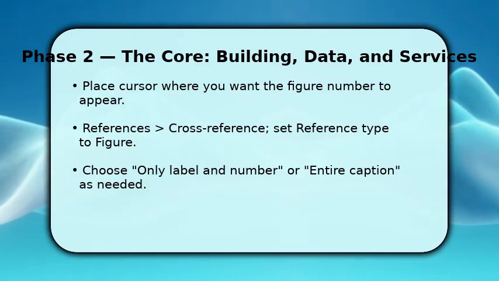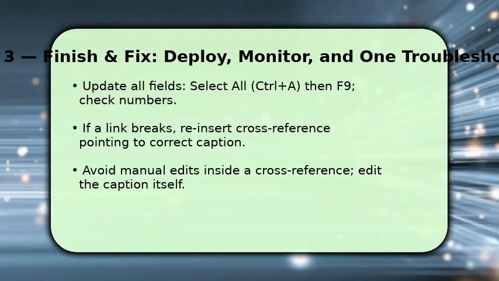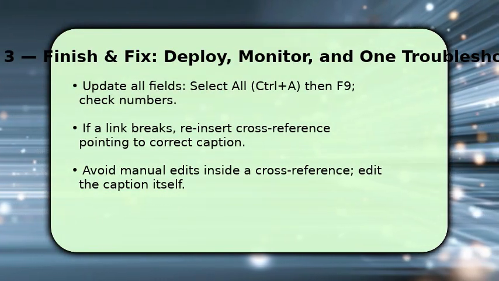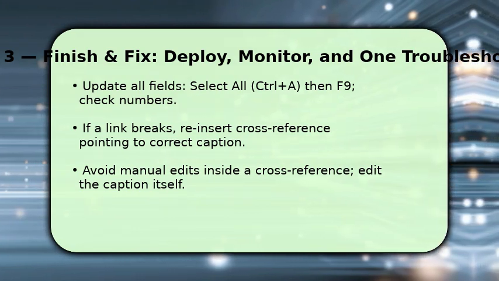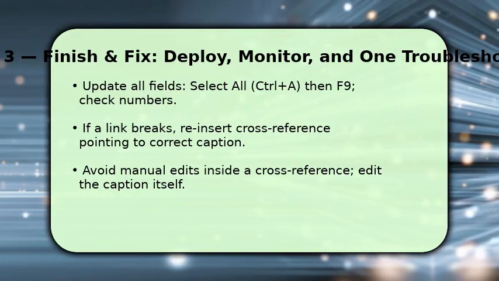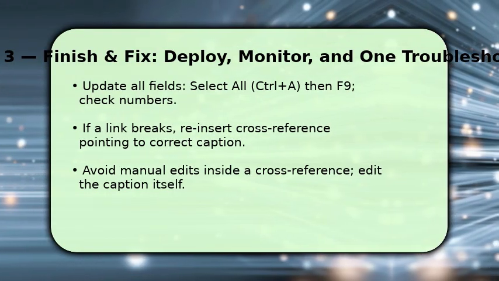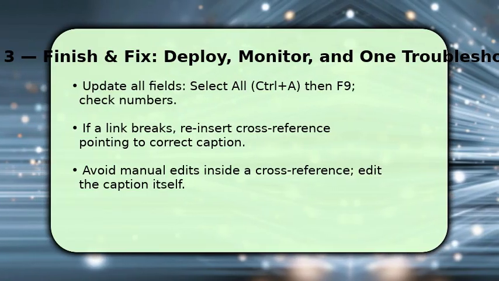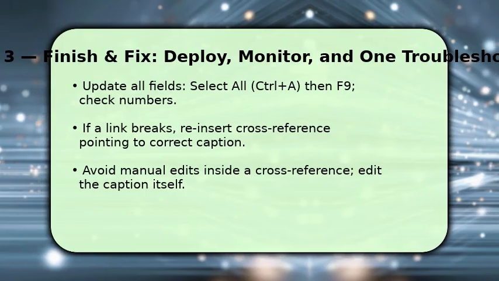To finalize, force Word to refresh all links so figures show correct numbers. Press Ctrl+A to select the document, then F9 to update fields. If a reference shows wrong or displays the caption text instead of a number, delete that cross-reference and reinsert it pointing to the correct caption. Never edit the field content directly. Finally, save, and when you add or remove figures later, repeat Ctrl+A and F9, so all linked figure numbers remain accurate and consistent.